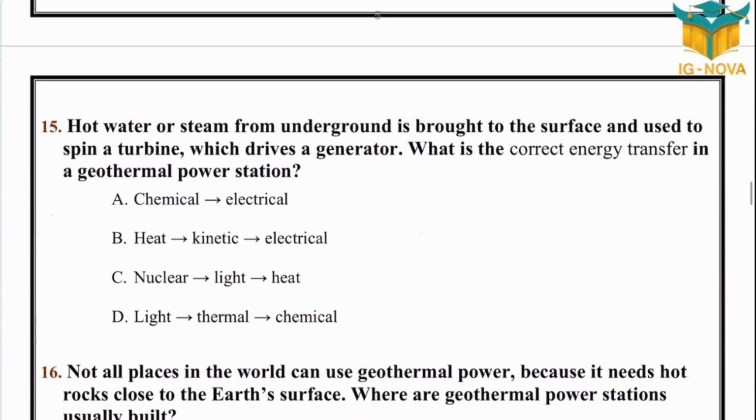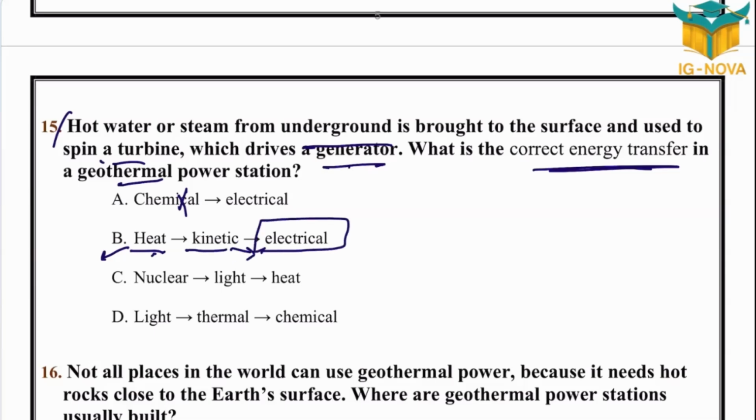Question 15. Hot water or steam from underground is brought to the surface and used to spin a turbine, which drives a generator. From underground, so it must be geothermal. What is the correct energy transfer in a geothermal power station? Do we have chemical? No. Is it heat? Yes, heat from underground rocks to kinetic, which is the movement of steam, into electrical by a generator, so it must be electrical, so I'm going to go for B.